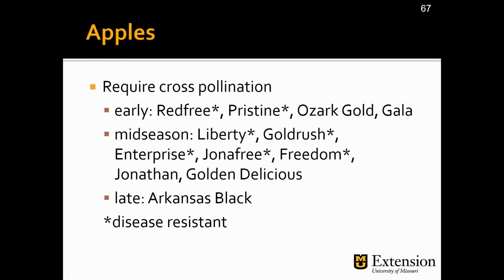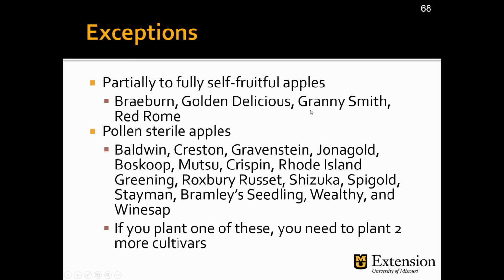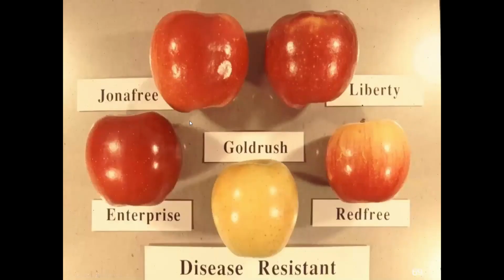I'm not going to go over this. You have that in the handout, but these are just a list of apple trees that require pollination, and they're early, mid-season, and late. Some of them are disease resistant. There are some exceptions. You have the handout, you can look at them. If for some reason you didn't get the handout, just send us an email and we're going to send you the handout. It's important for us that you get this information. And this is just a picture that shows different apple varieties, how they look.